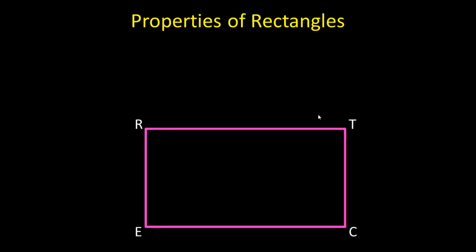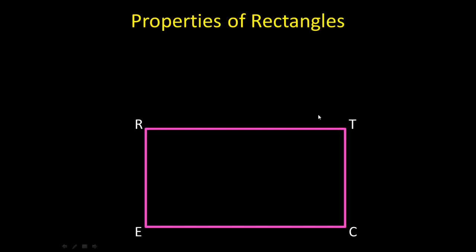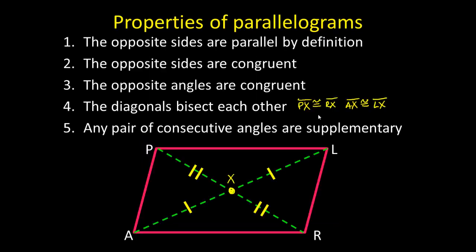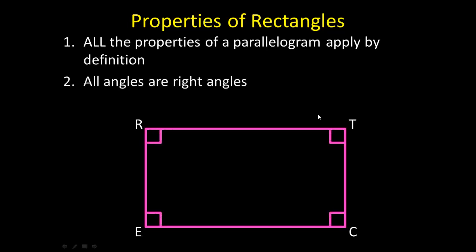All right, moving along to rectangles. All the properties of a parallelogram apply by definition. So all five of those apply to rectangles, and that's what it means by definition. Since a rectangle is a parallelogram, all the properties of a parallelogram that we've already stated also apply to rectangles.